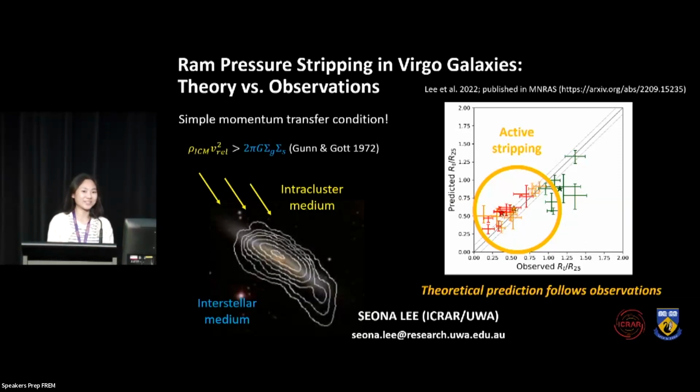Yeah. Hi, my name is Siona Lee. I started my PhD at ICRAR UWA this year and am working as a new WALLABY member. This time I'm going to introduce the work I published last year. Ram pressure stripping is one of the most powerful gas stripping mechanisms, and this simple momentum transfer condition has been widely used to explain the condition when it happens. So is it enough to explain what is observed? I compared the prediction and observation and found quite good agreement, which means that the simple condition is reasonably enough in a broad sense, despite the complex gas physics. For more information, please find the paper and please chat with me. Thank you.